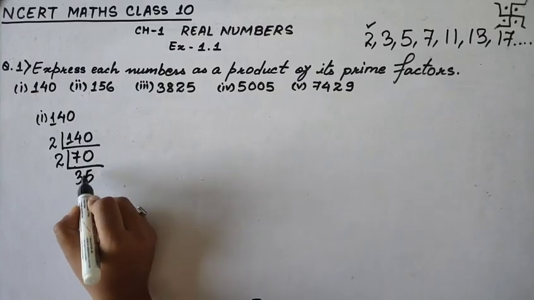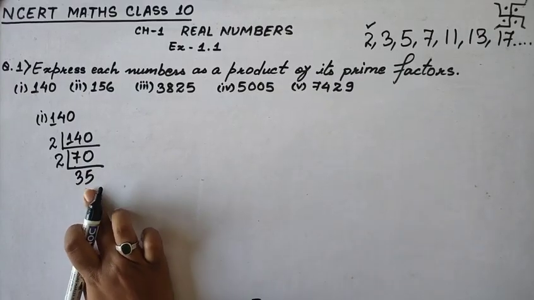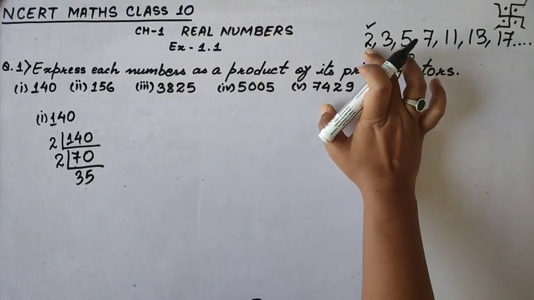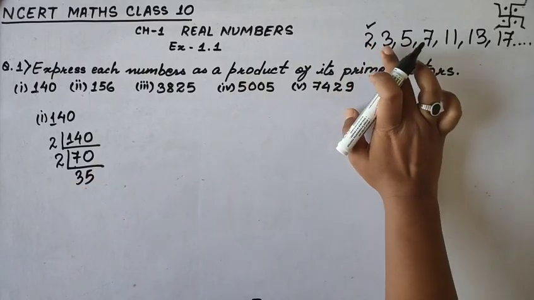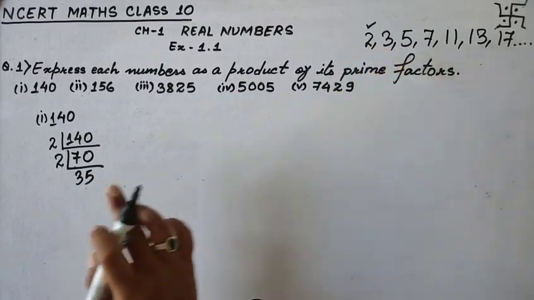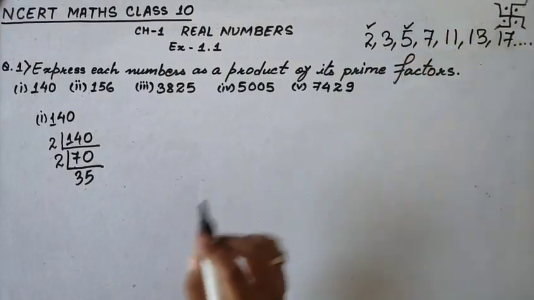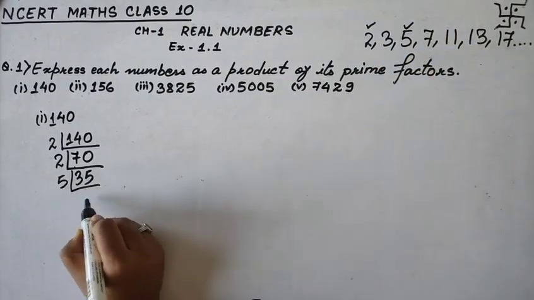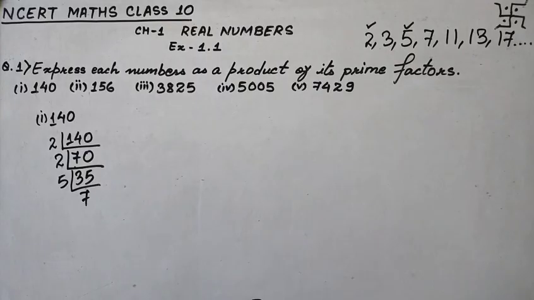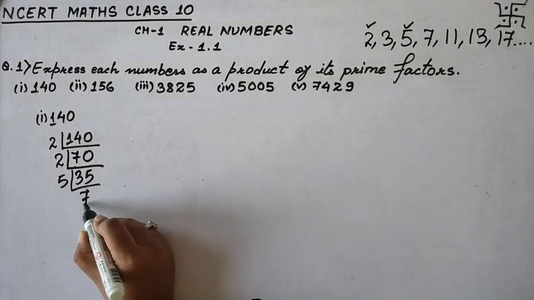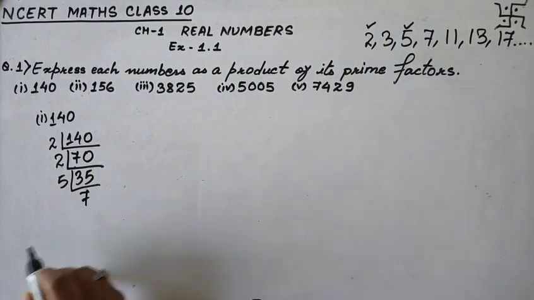Okay, 2 into 35 is 70. Now, this 35 is not an even number, so we will not divide it by 2. We will move on to the next prime number, that is 3. But here we can see that 35 is not divisible by 3. So we will move on to the next prime number, which is 5, which will give us 7. 5 into 7 is 35. 7 itself being a prime number, we will stop over here.